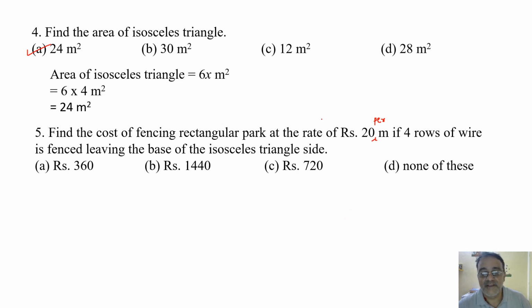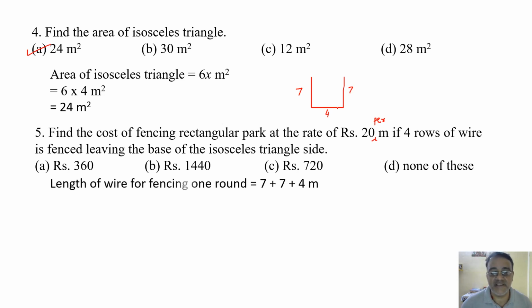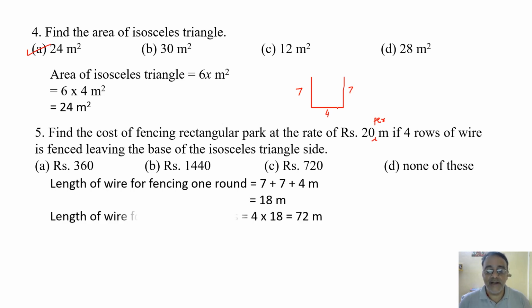ठीक है? So सिर्फ 3 साइड हम लोग को करना है. This is 7 length, 7 and the breadth. Okay, so length of wire for fencing one round will be 7 plus 7 plus 4, that is 18 meter. Now how many rounds we have to cover? 4, right? So 4 into 18, that is 72 meter.